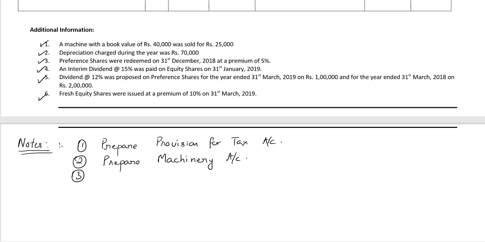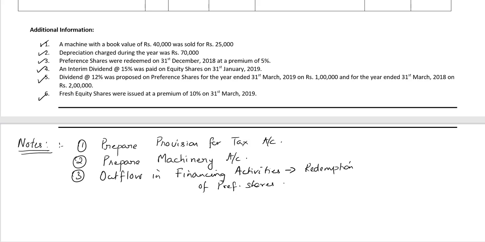It says in point 3 of additional information, preference shares were redeemed on 31st December 2018 at a premium of 5%. So let's check out the outflow in financing activities for redemption of preference shares. The preference shares are redeemed at 5% premium.